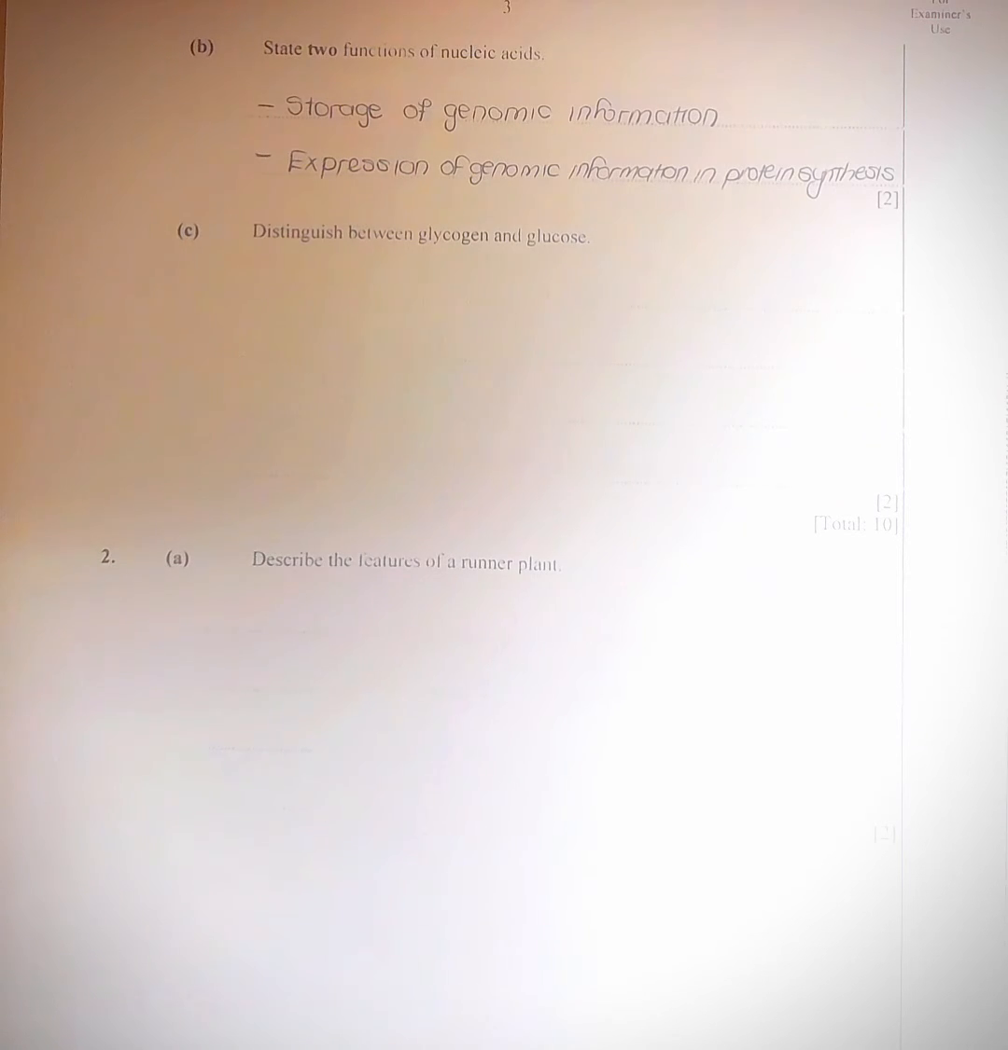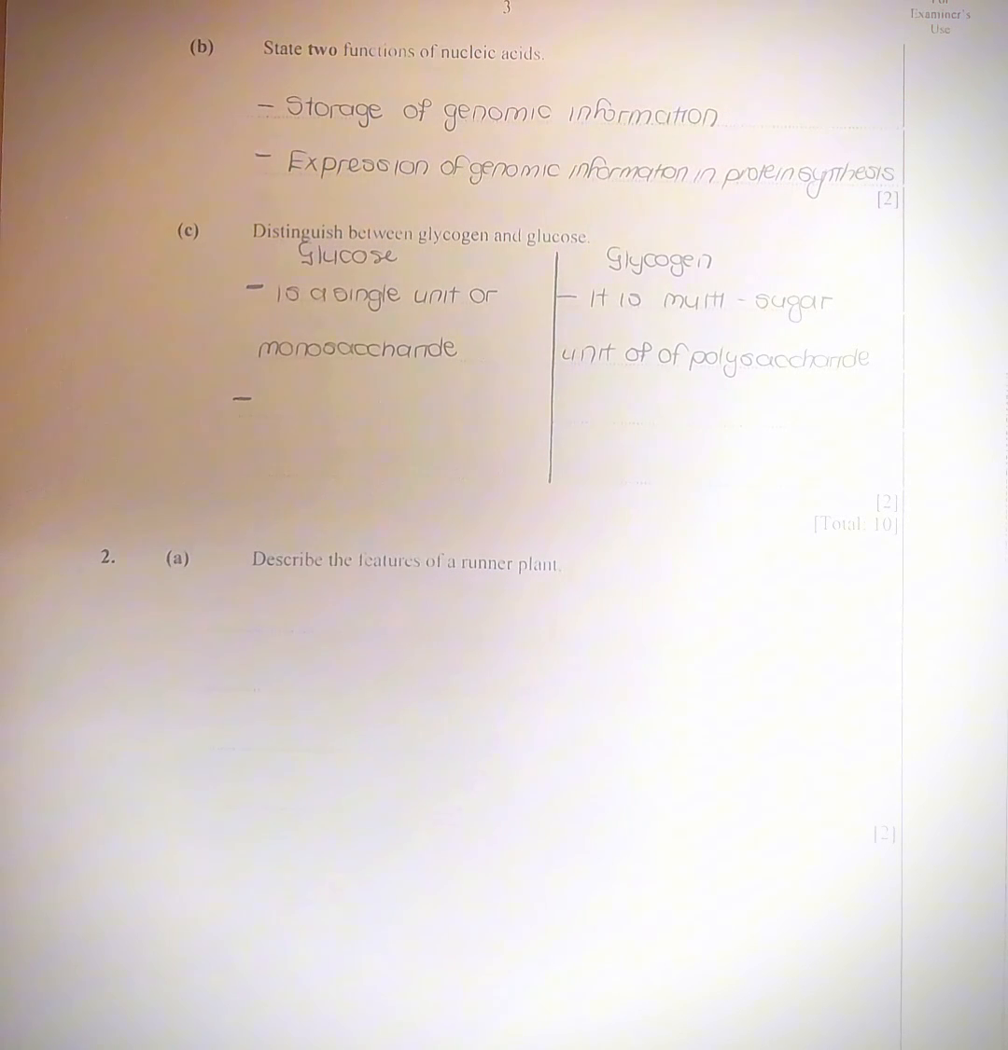multi-sugar unit of polysaccharide. So another difference is that glucose is basic unit of fuel for your cells, whilst glycogen is a collection of many glucose stored for the future use.